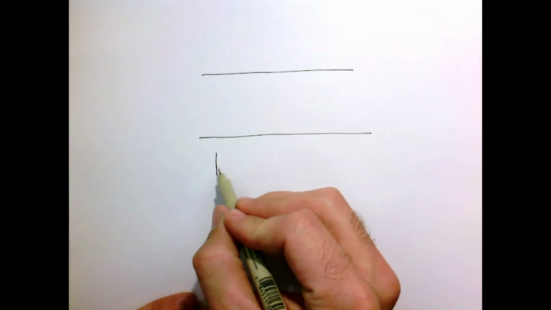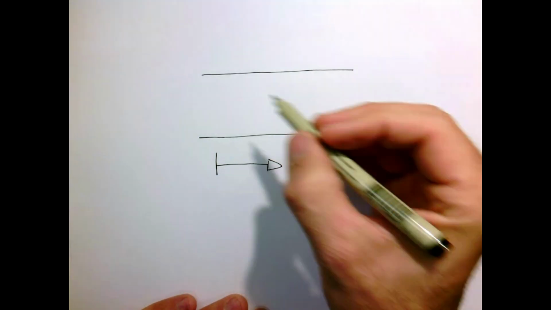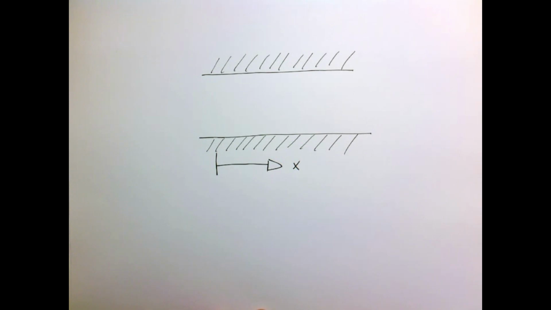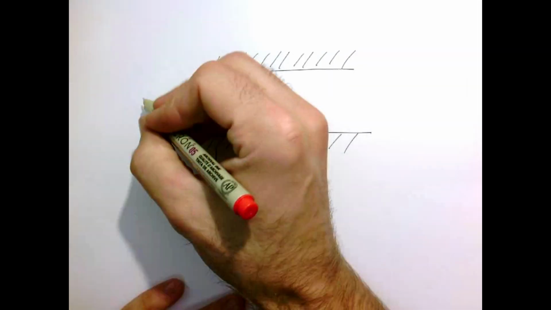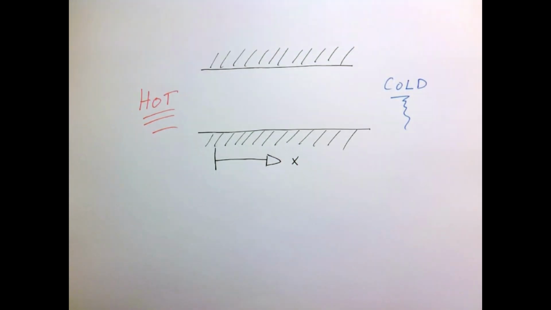So let's imagine a situation where we have a piece of material. This will be our coordinate direction, x. The material is going to be insulated on the top and the bottom. On the left side, we're going to hold that hot. On the right side, we're going to hold it cold.